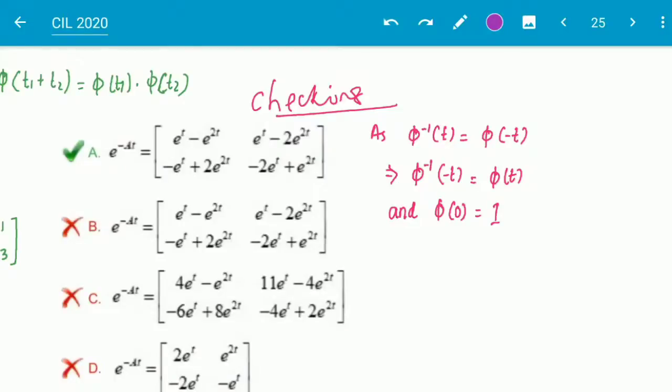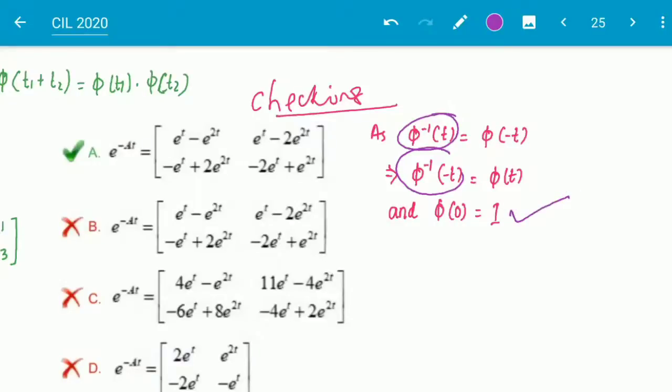As we know that phi inverse t is equal to phi of minus t, then we can write that phi inverse of minus t is equal to phi t. Here the options are given in terms of phi inverse of t. If we put minus t in place of t, then we will get phi t, the state transition matrix, and then we have to put t equal to 0 and find out whether this is an identity matrix or not.